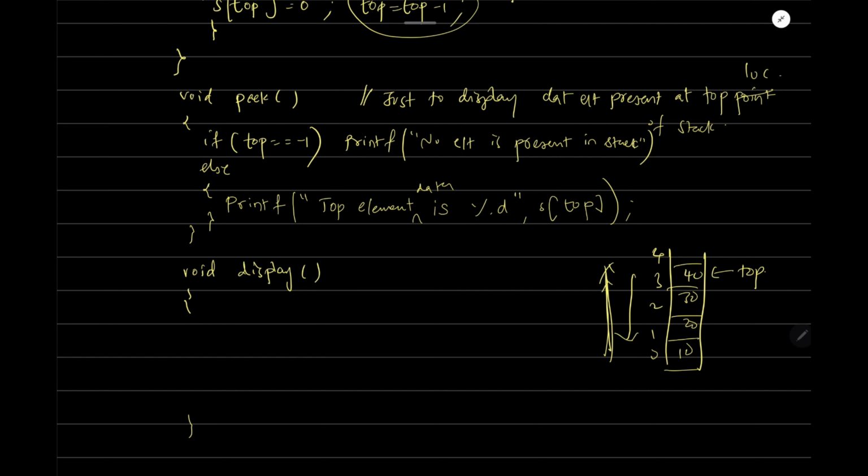So what I will be doing is I will be writing a for loop. Before it we also need to check one thing. If there are no elements, we need to print it, right? So if top is equal to -1, we need to print that no element is present in stack.